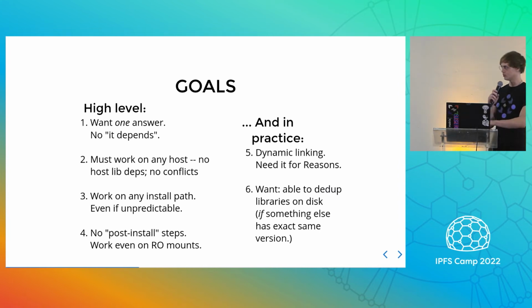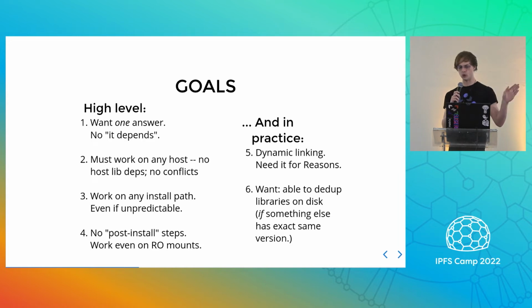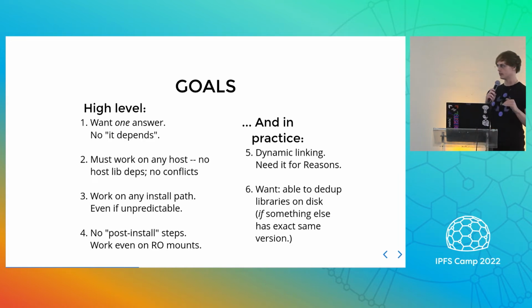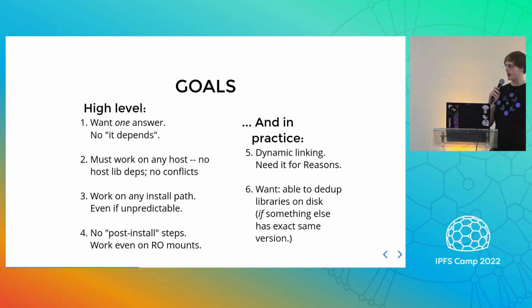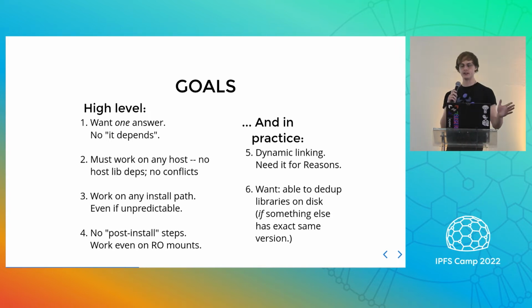So first of all, goal enumeration. I want one answer, right? I want something that works everywhere. No, it depends. That means I need to not depend on host libraries at all. I will not accept any conflicts from situations on the host. I want something that works on any install path. This is actually really tricky. If you've ever built applications on Linux before, you know it's normal to take a prefix path somewhere in your make install nonsense. I'm tired of that, and I'm not going to have it anymore.